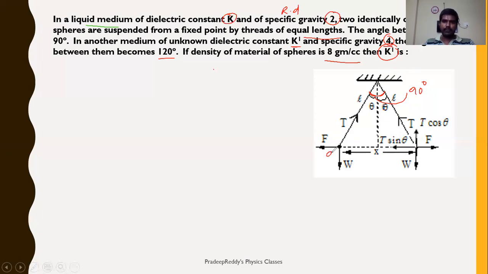This is what the figure shows. You have charge Q and there is another charge Q. These two charges are separated by a certain distance, and this is in the medium where dielectric constant is K and relative density or specific gravity is 2.